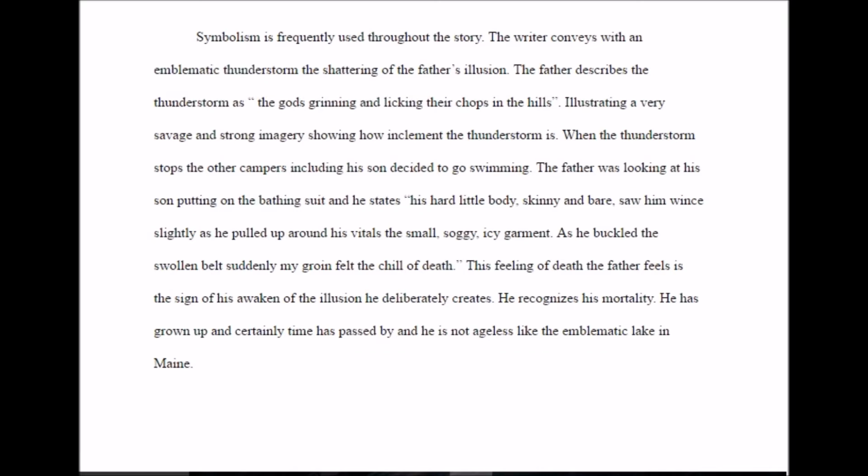Pointing out what was the meaning of the imagery used, and explaining the relevance of the shedding of the father's illusion, resulting in the recognition of his mortality.